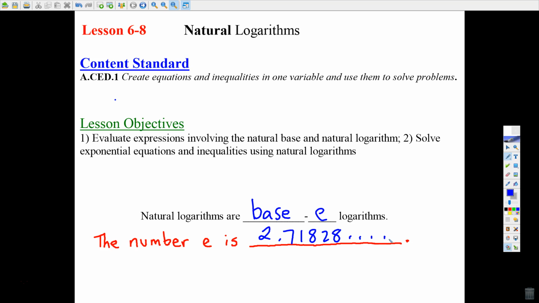Some people actually celebrate E Day on February the 7th. I don't even know if we were here. Were we here on the 7th?